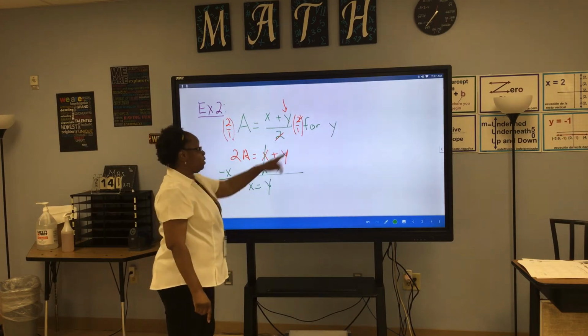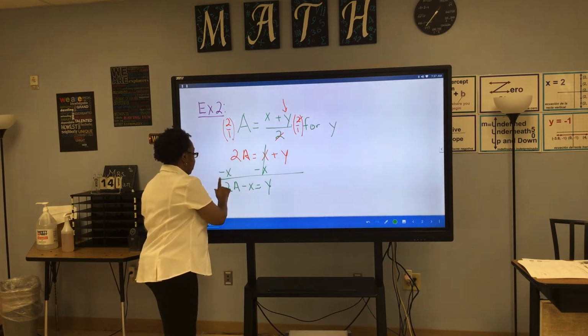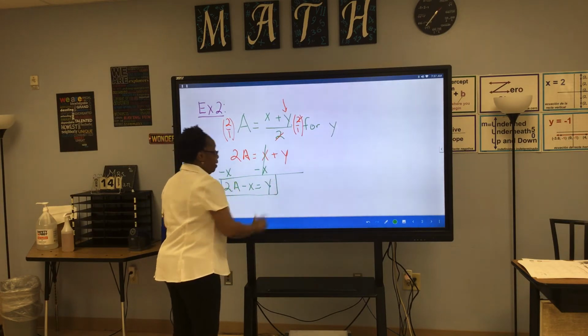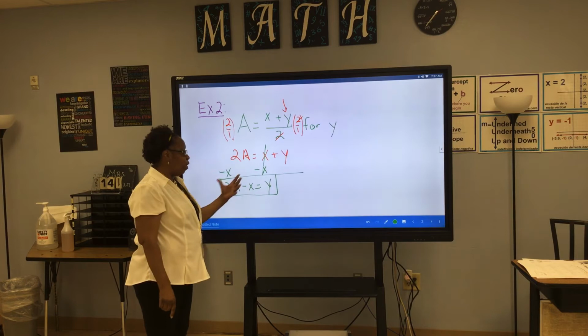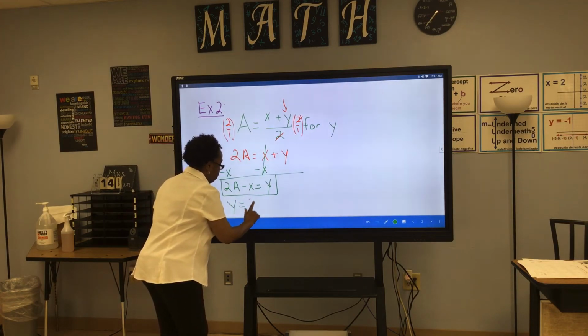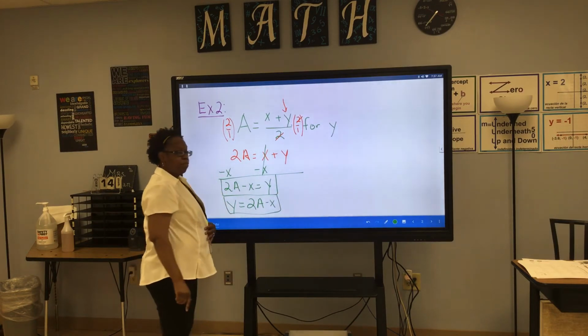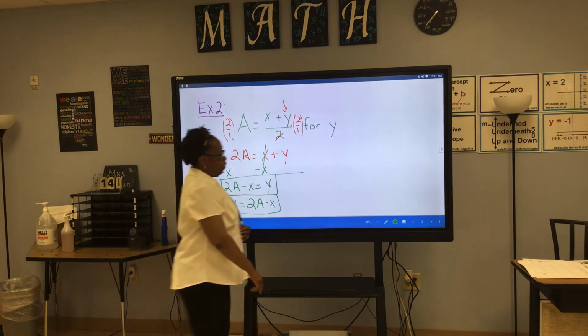So your goal was to get y by itself, and it is. Y equals this, and y is isolated. It doesn't matter if it's isolated on the left or the right. If you want to rewrite it, you can, and you can say this. That's the same thing. Okay, let's move on.